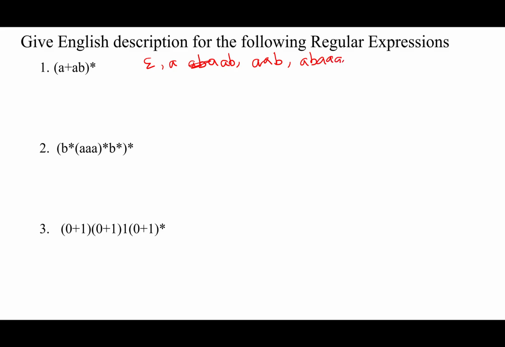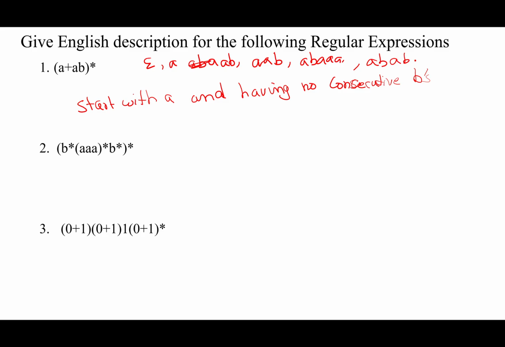Okay, so how can we represent this? It represents the set of all strings over sigma {a, b}. It starts with a and has no consecutive b's. The meaning is it starts with a and does not have consecutive b's. So we can give examples like a b a b a, which should not contain consecutive b's.